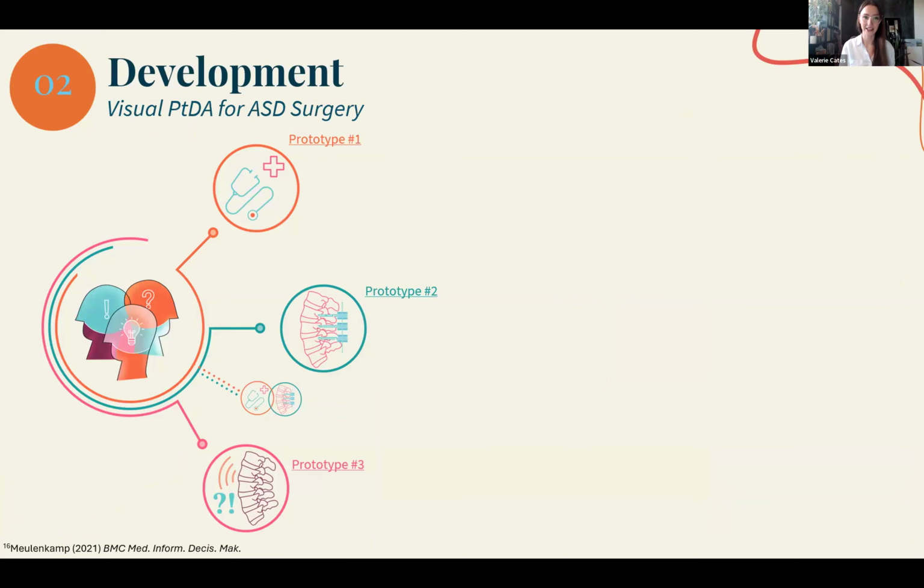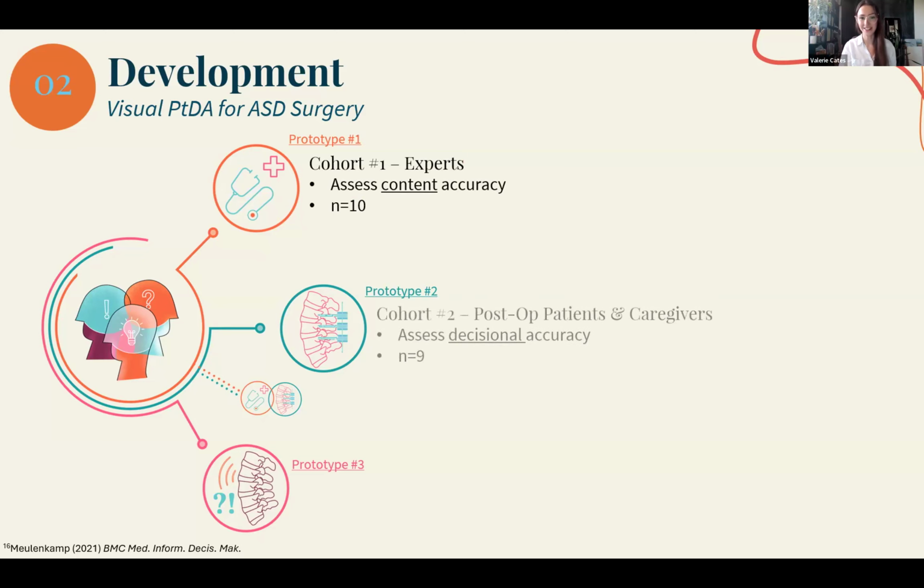So this is kind of where we're currently at. It's a very iterative process where I design a prototype, I put it in front of people, get their feedback, and I go back to the drawing board and do it over again. So our first prototype, we had experts evaluate this mainly to assess if it was medically accurate. Took that feedback, made a second prototype that was assessed by post-operative patients and caregivers to make sure that this was decisionally accurate. So were these the choices that you had when you were going through this process?